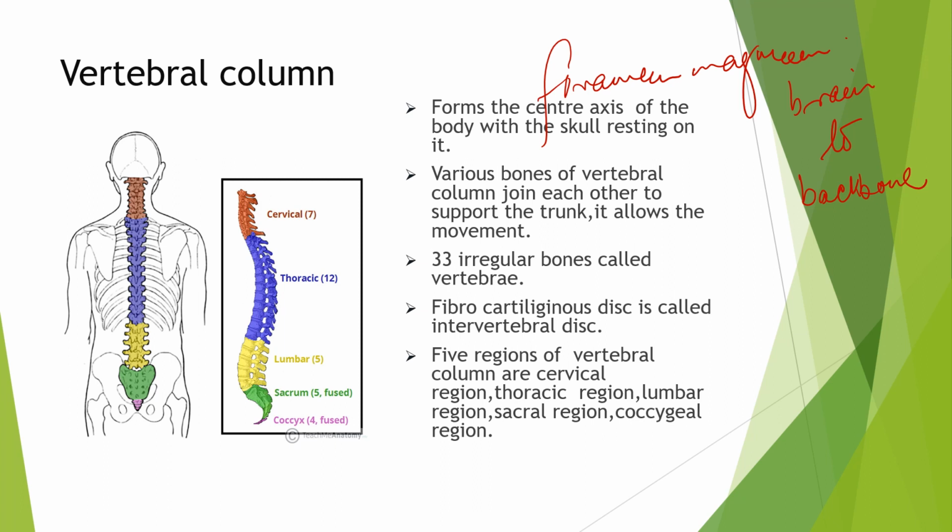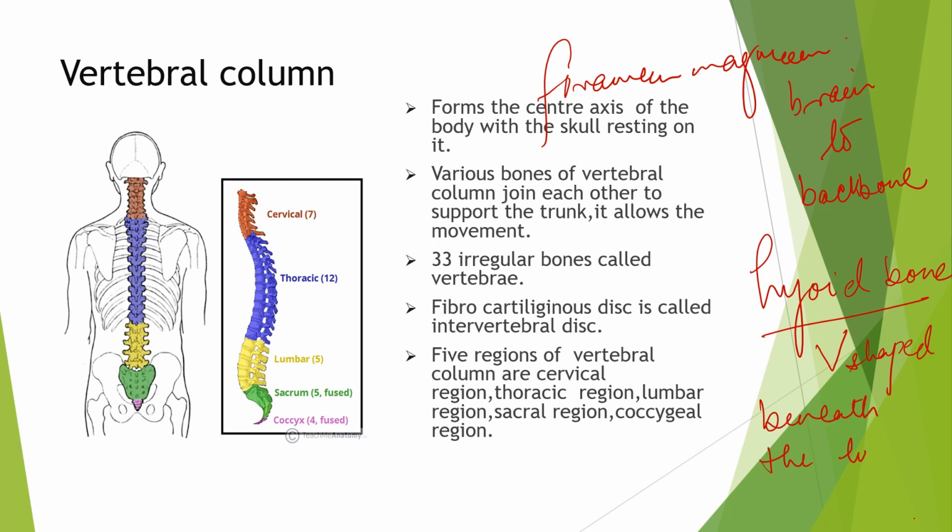Now, another important thing which we should know is there is only one bone in the human body which is not connected to any other bone. What is that bone? That is the hyoid bone. We will be studying about this bone later also. So this hyoid bone, where is it located? It is a V-shaped bone which is actually present beneath the tongue.